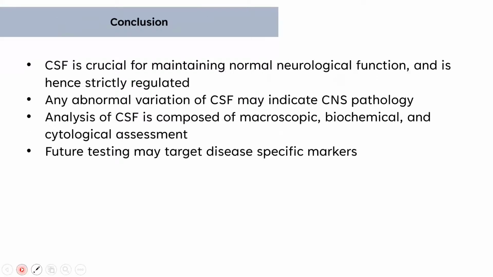In conclusion, CSF is very important for maintaining normal neurological function, and because of its importance, it is very strictly regulated. So if there is any abnormal variation in CSF, then we can use that information to detect or suspect the presence of a pathology. Is it an infection, inflammation, or maybe malignancy or trauma? And the basic analysis of CSF I mean here is through three approaches: microscopic, biochemical, and cytological assessment. And future testing can also target disease-specific markers.